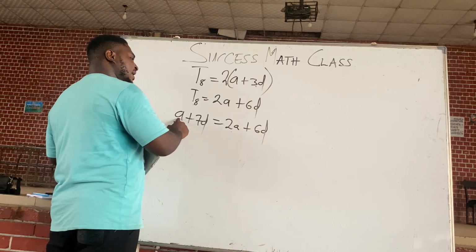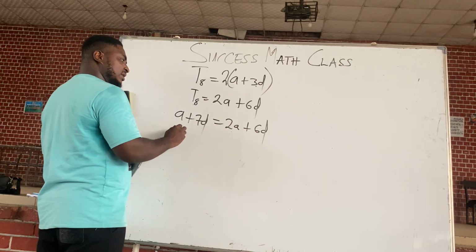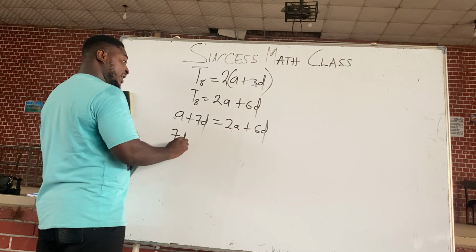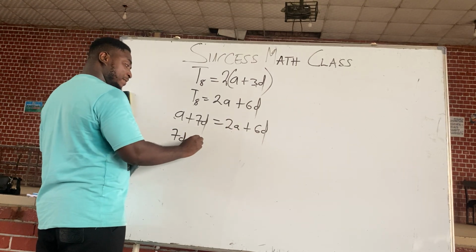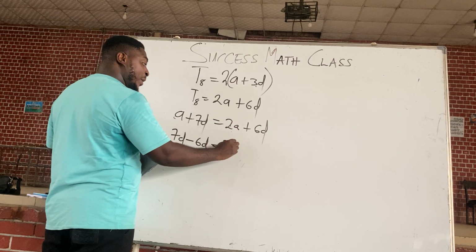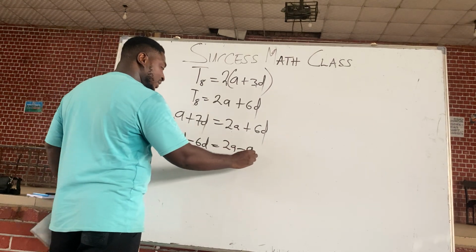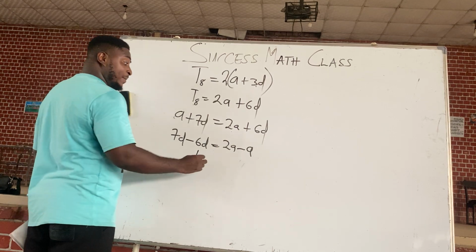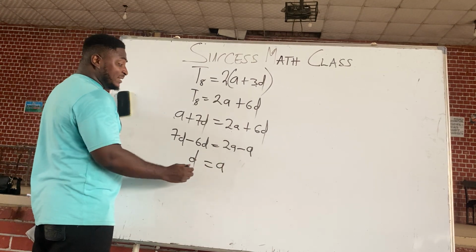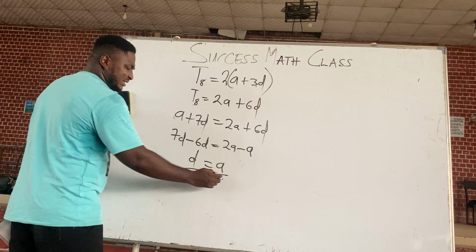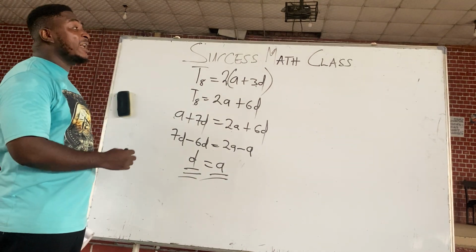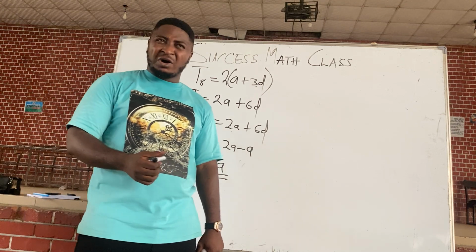Let A come to this side, let 6D come to this side. Class, 7D is already here. When 6D comes, what happens? 2A is already here. When A comes, what happens? Minus A. 7D minus 6D is D. 2A minus A is A. It therefore means that A equals D. It means that for this AP, the first term equals the common difference.